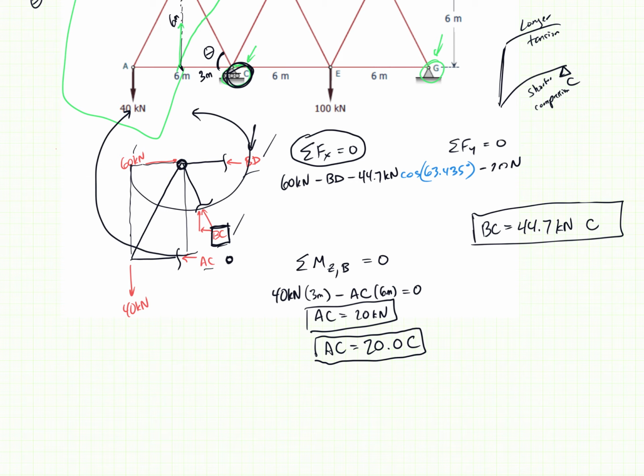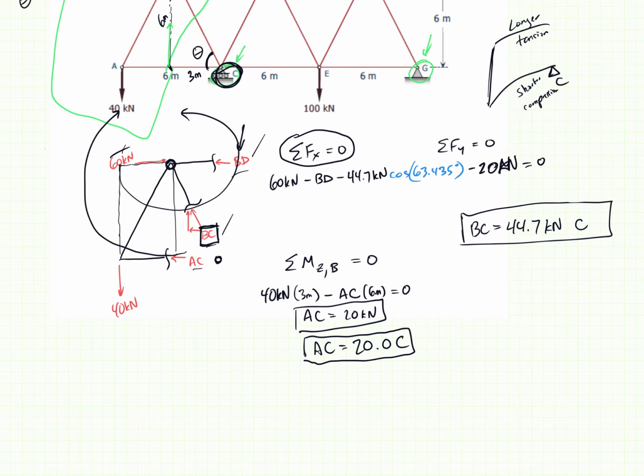Right? I think so. In the X direction, we got a 60, got it. We got a BD, got it. BC in the X direction, got that. AC in the X direction. Okay, and there's only one unknown, so we can solve that. So BD equals, okay, and it comes out to something like this.